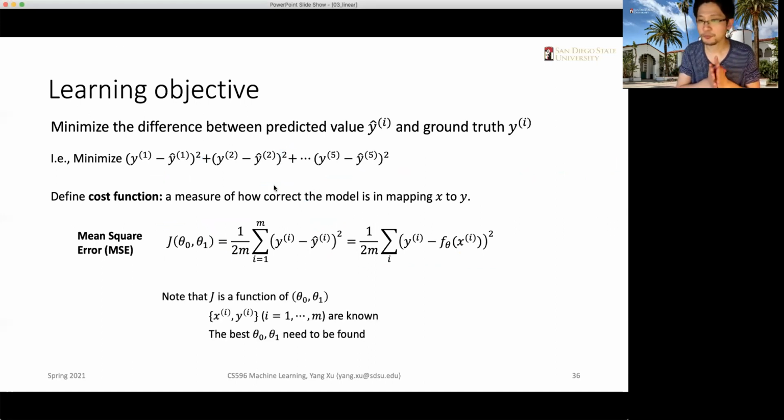Here we need to notice that the cost function J is a function of theta 0 and theta 1. To us, theta 0 and theta 1 are unknown. It is something we want to find. The data xi and yi are actually known to us because we collected the training data. So given all the data, we want to find the theta 0 and theta 1 that minimize the mean square error for us, and that is our learning objective.